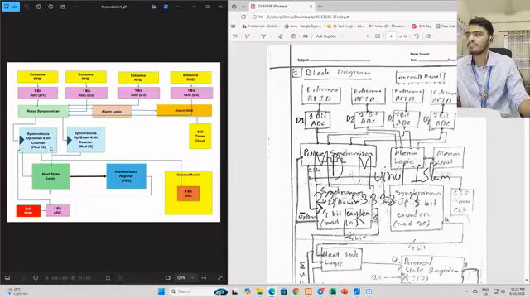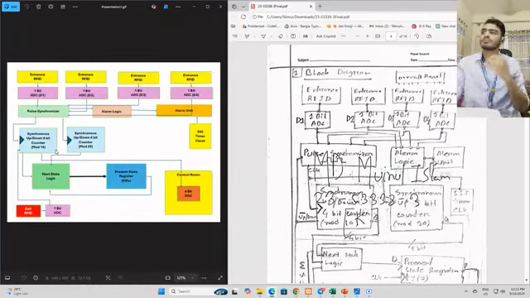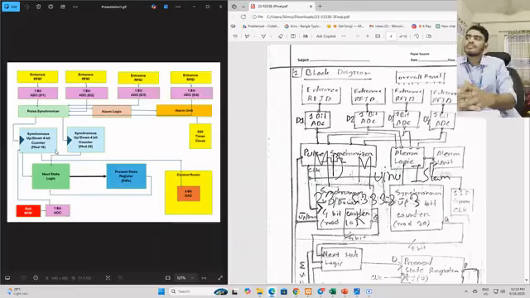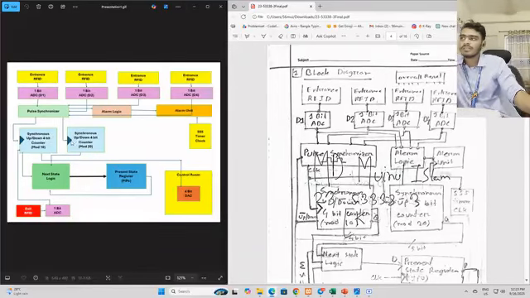So if there is already 10 in the station, and if someone else tries to enter, it will stop it. And how will it stop it? With an FSM. I'll go through the FSM, and before that I will explain this counter.